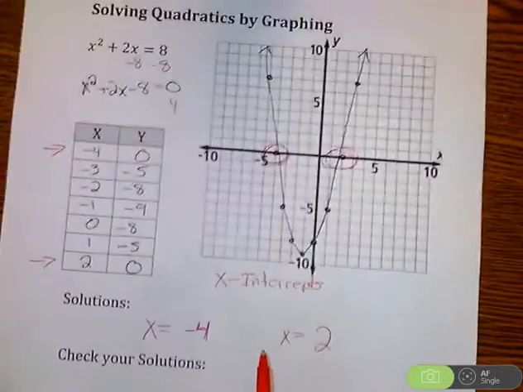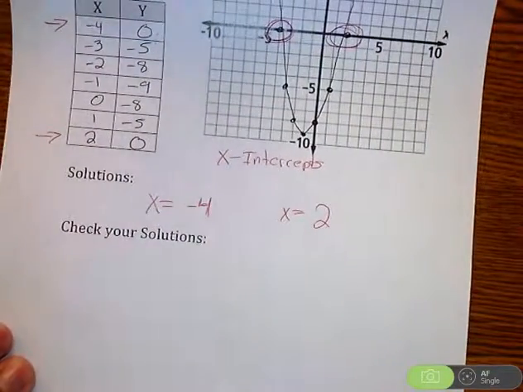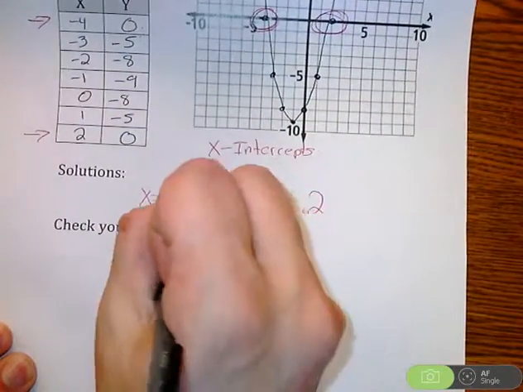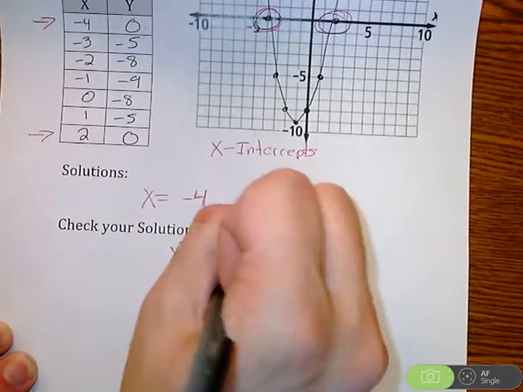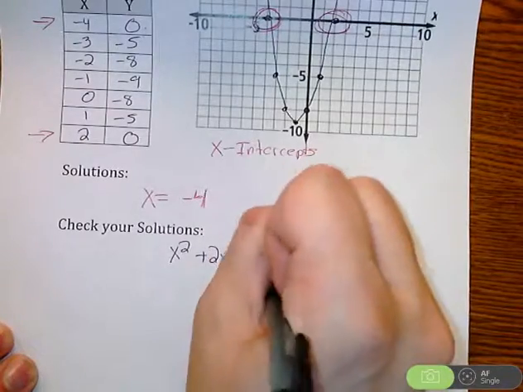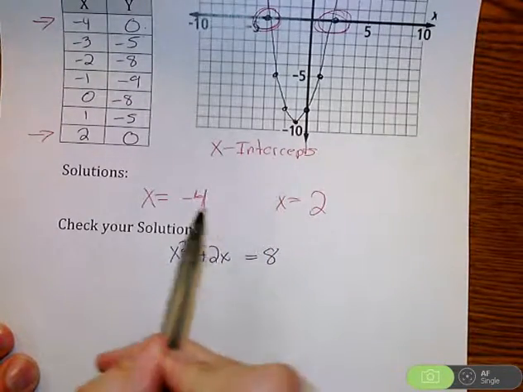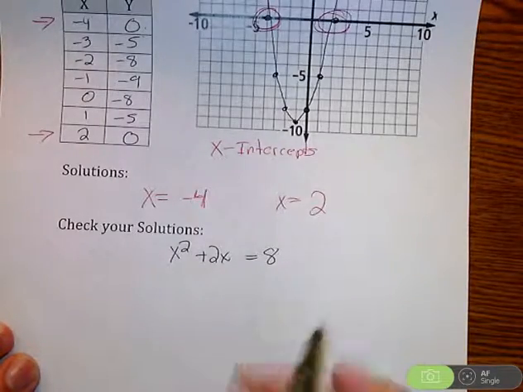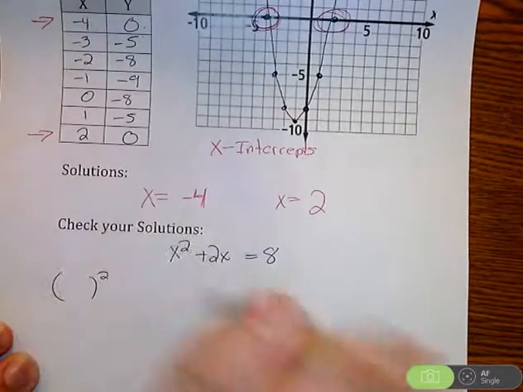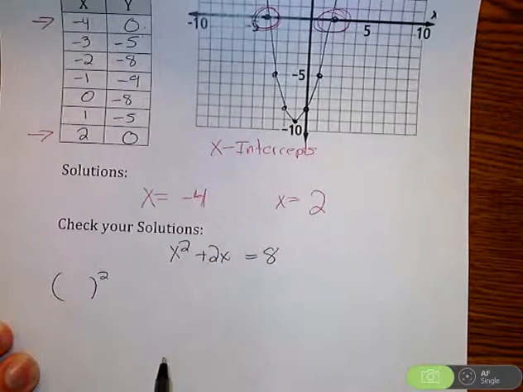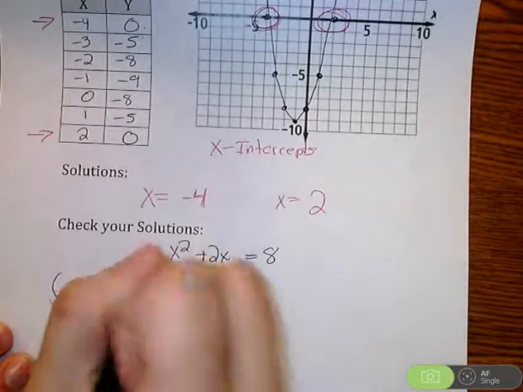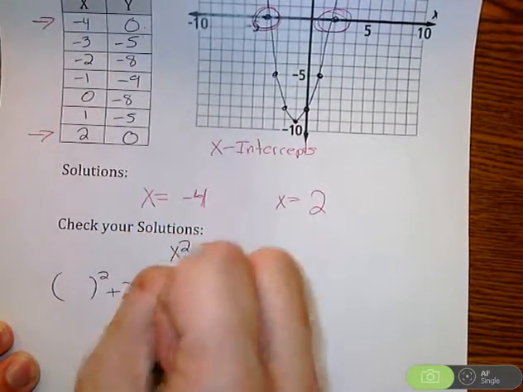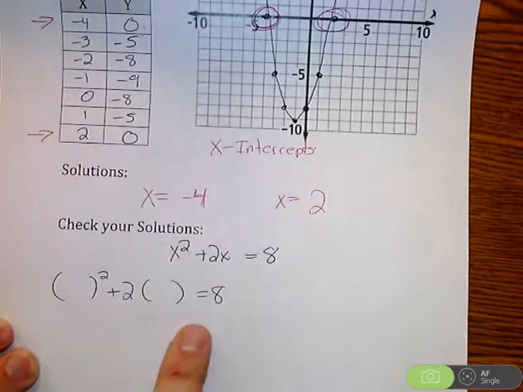Now, one thing I like to do is I like to check my work to make sure these numbers are right. So we're going to check back and plug into the original equation, which was x squared plus 2x is equal to 8. So what I'm going to do is I'm going to take this -4 and plug it in on the left side and see if I get 8 equals 8. So I'm going to plug it in and replace all x's with -4. So we're going to have parentheses squared plus 2 parentheses equals 8. So I'm plugging in -4.